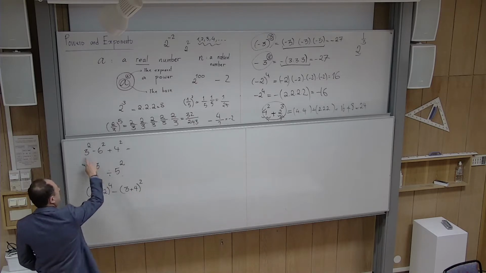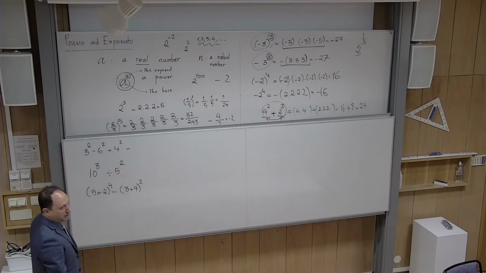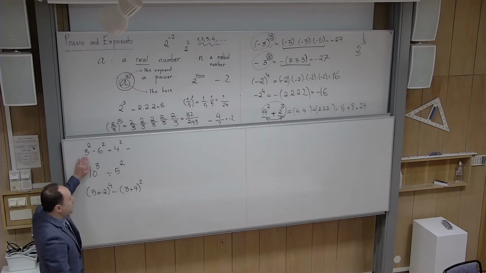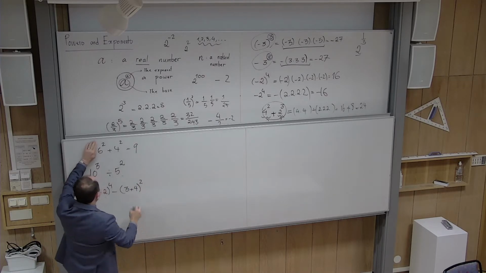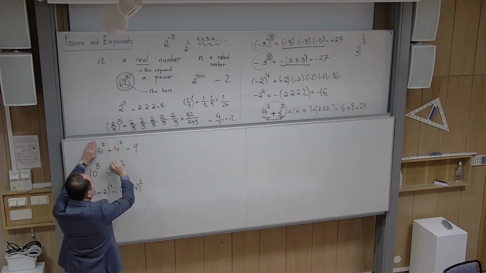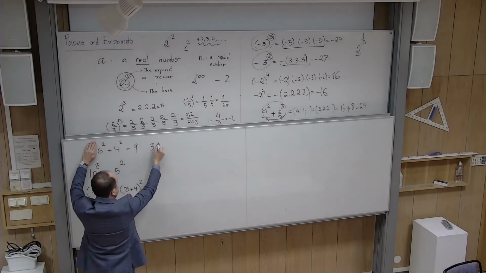So first of all, it's better to do it in your head, by the way. So 3 to the power of 2 has a better name. What is another better name for 3 to the 2? 9. So I would write 9. And then I ask myself, what is 6 to the 2? It is 36.